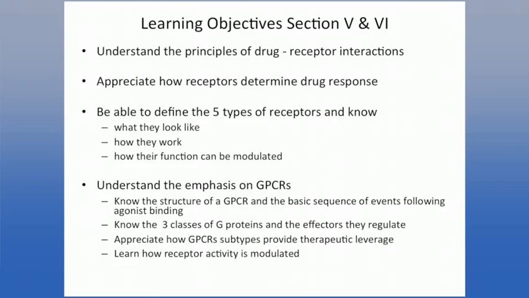So at the end of this, I'd like you to know the structure of a G-protein coupled receptor and the basic sequence of events following an agonist binding to the receptor. I'd ask you to know the 3 classes of G-proteins and the effectors that they regulate. I'd like you to appreciate how G-protein coupled receptor subtypes provide the opportunity of therapeutic leverage. And I want you to learn how receptor activity is modulated.